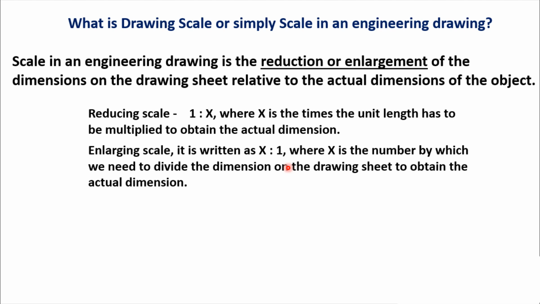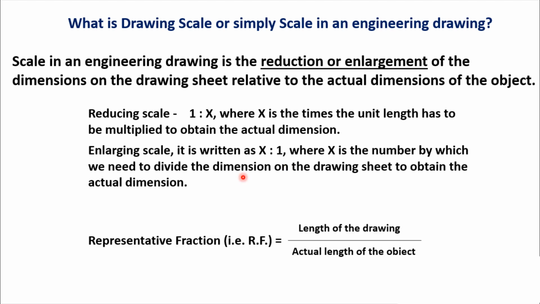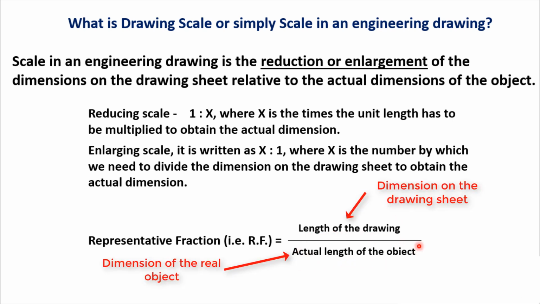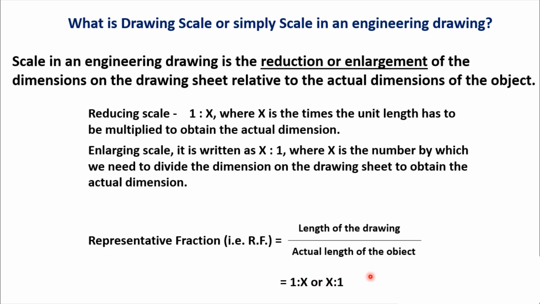So that means the actual size of the object of that dimension is 10 millimeter. Based on this, there is something called representative fraction. It is given as length of the drawing divided by the actual length of the object. So always we bring it to unit, either 1 is to x for reducing scale or x is to 1 for enlarging scale. So these are the two types of scale.